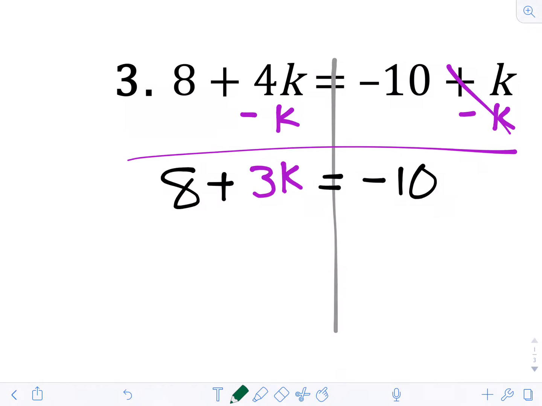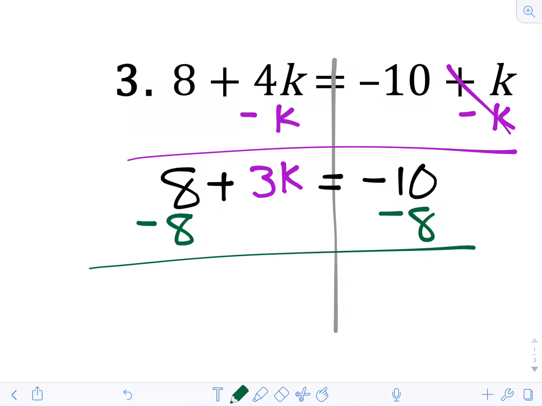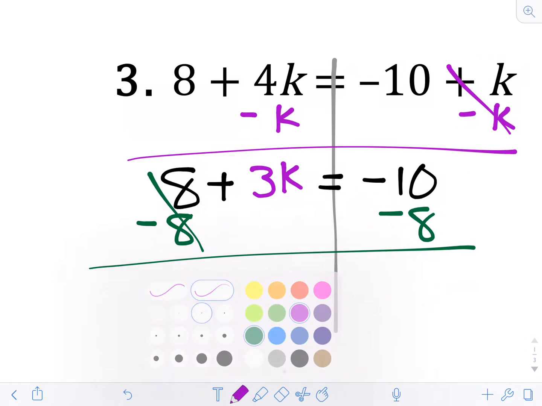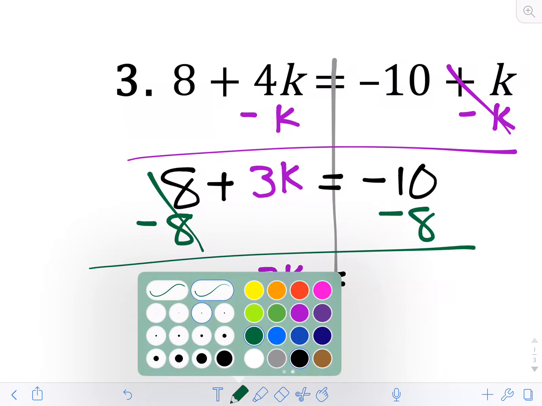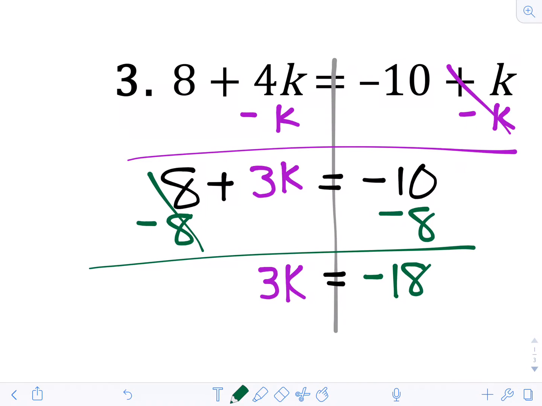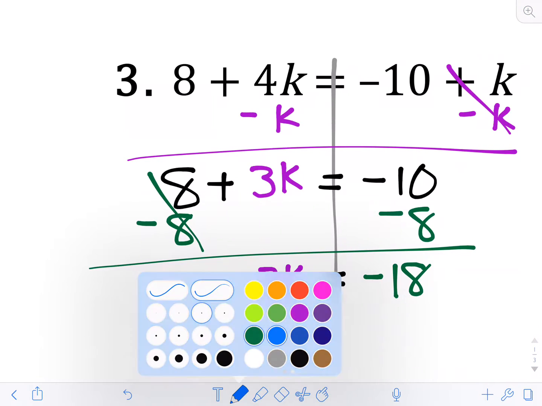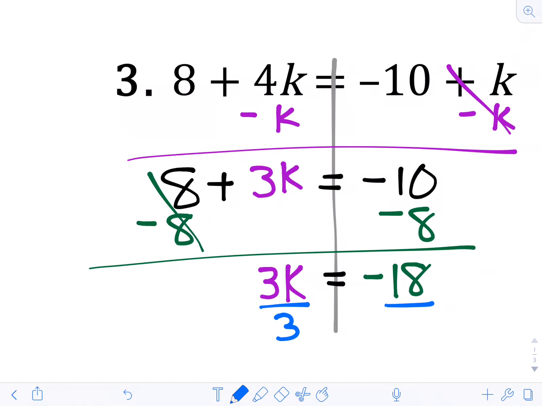Now what I'm going to do is get my numbers, my constants on the same side, so I'm going to subtract the 8. So again, I still have this 3k, and I still have my equal sign, and then negative 10 and negative 8, I have a total of negative 18 points. Last thing I have to do here is divide both sides by 3 to get k by itself. So I get k is equal to negative 18 divided by 3 is a negative 6.